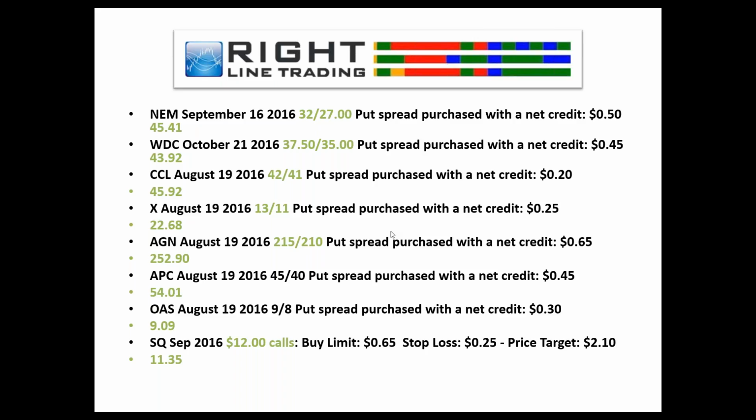U.S. Steel is a lock. Carnival Cruise Lines is a lock. Western Digital is a lock. And Newmont Mining is a lock. But these are later in the month. Now, U.S. Steel is going to expire in August. Allergan in August, Apache August, Oasis in August, Western Digital, and Carnival Cruise Lines in August. We got a lot expiring in August.